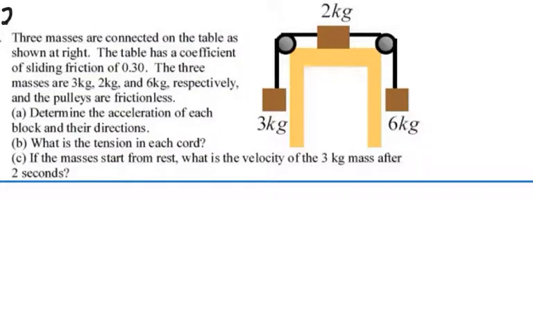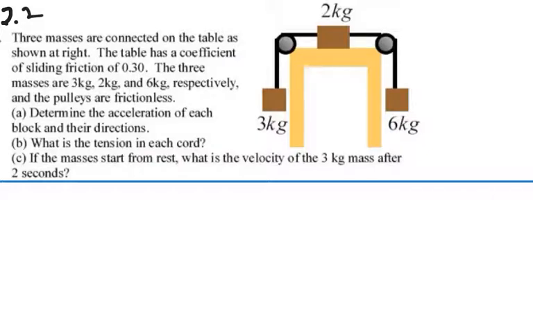Here's problem 2 on sample test 2. Three masses are connected on the table as shown on the right. The table has a coefficient of sliding friction of 0.3. The three masses are 3 kilograms, 2 kilograms, and 6 kilograms respectively, and the pulleys are frictionless. Determine the acceleration of each block and their directions.